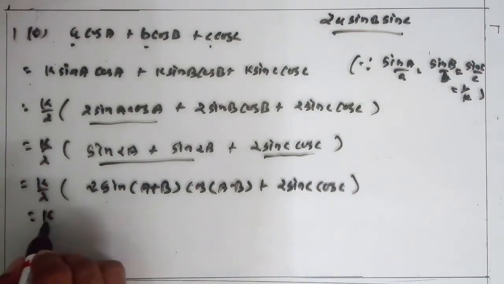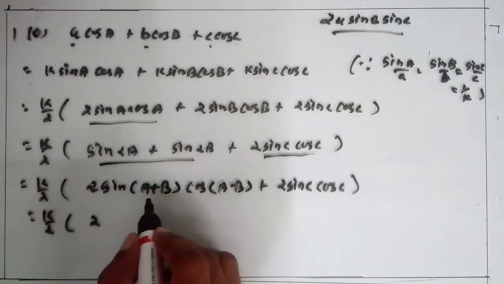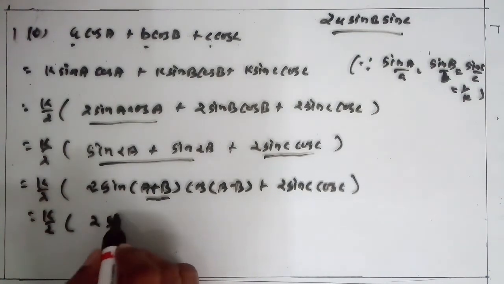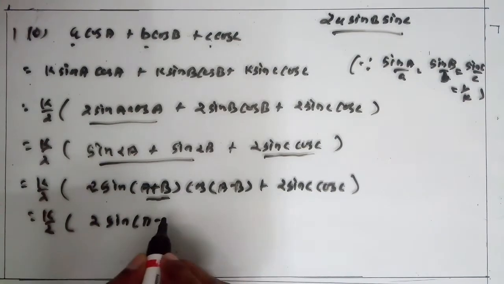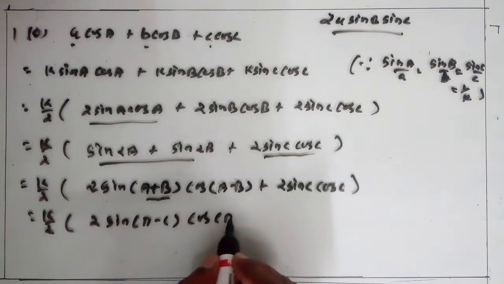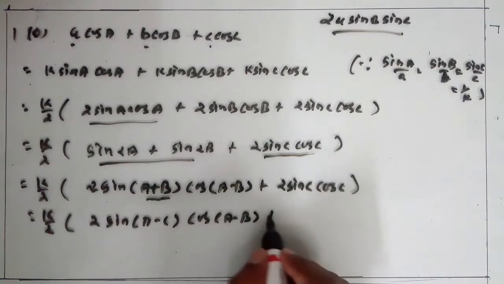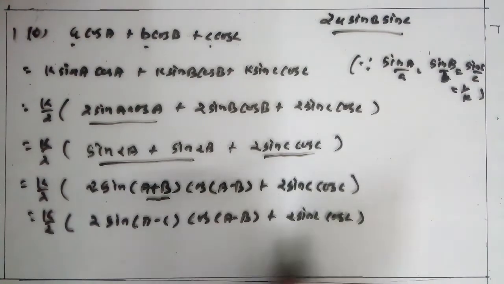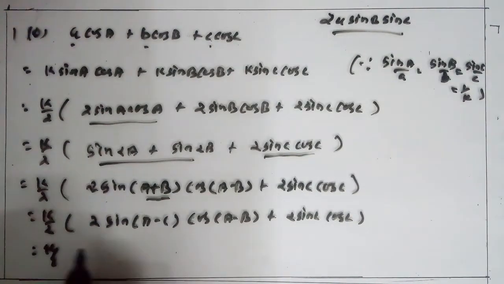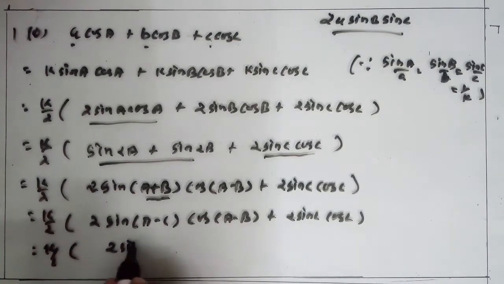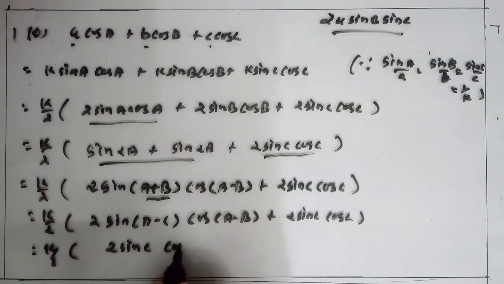So it is equal to K upon 2. Here A plus B plus C is equal to pi. So A plus B is equal to pi minus C, into cos of (A minus B). Clear? Plus 2 sin C cos C, so it is equal to K by 2. Here sin (pi minus C) becomes sin C into cos (A minus B).